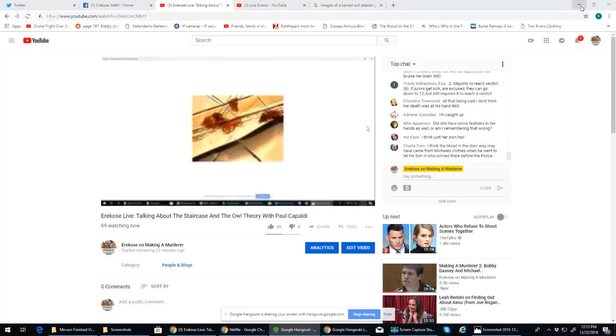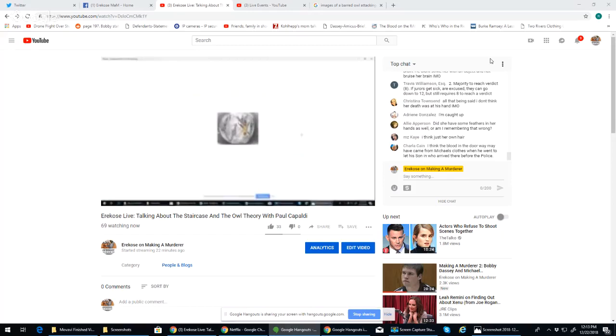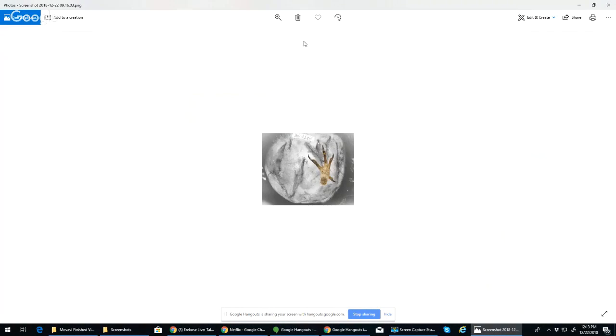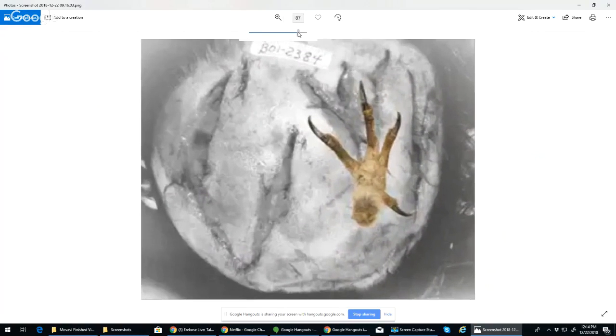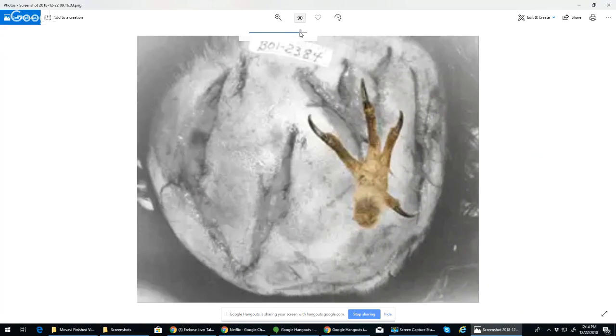What happened here? Hold on. There we go. Yes, there were a couple of her hairs that had been pulled out from the root.